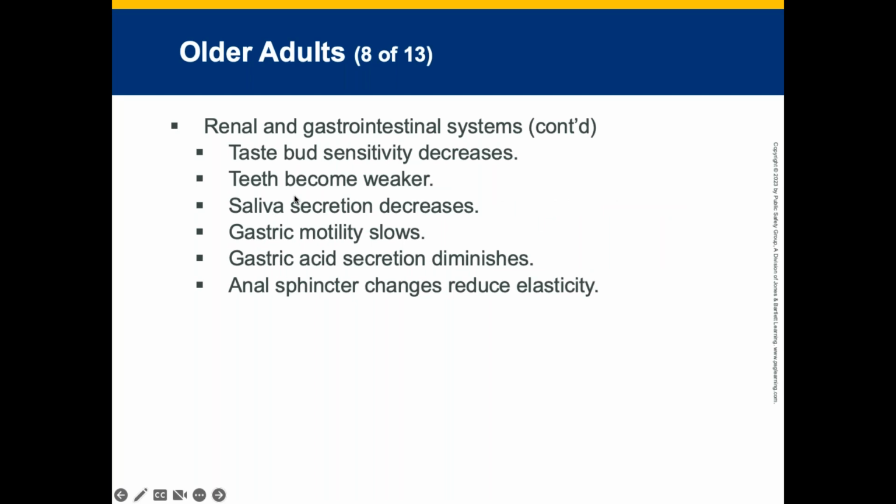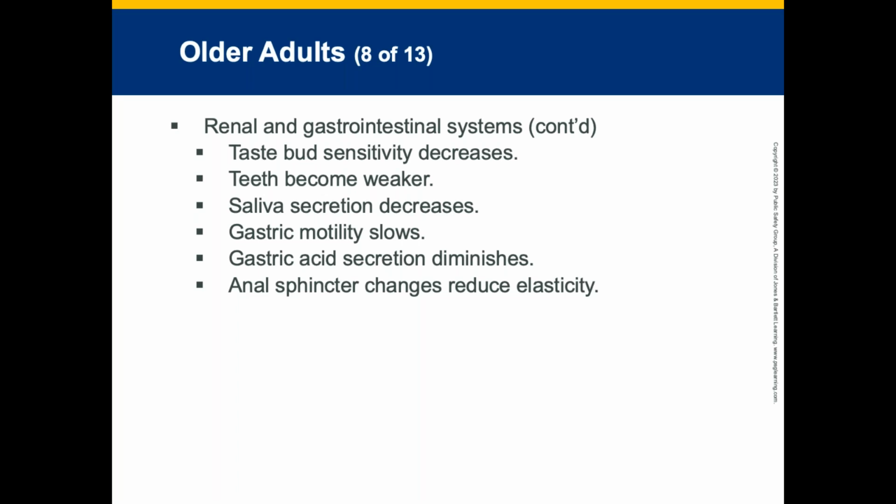Taste bud sensitivity starts to decrease. The teeth become weaker. Saliva secretion decreases, reducing the body's ability to break down complex carbohydrates. Gastric motility slows with age because of the loss of intestinal tract neurons, which can lead to feeling constipated or not hungry. Gastric acid secretions start to diminish, which means you have a hard time breaking down different foods, right?